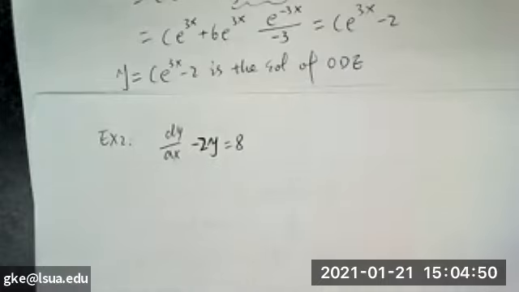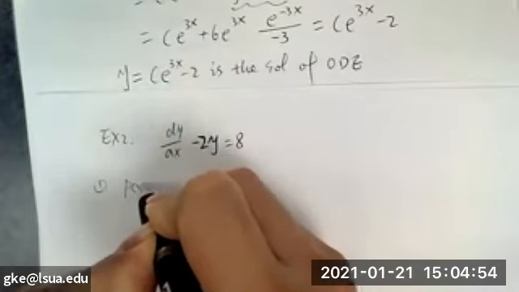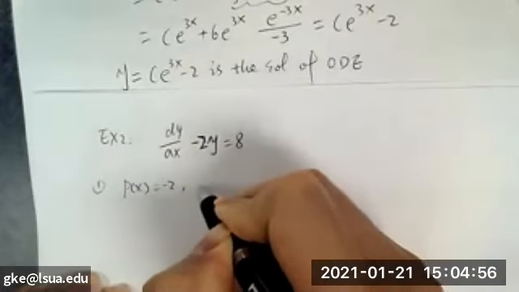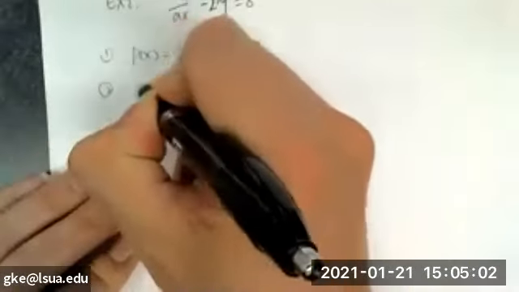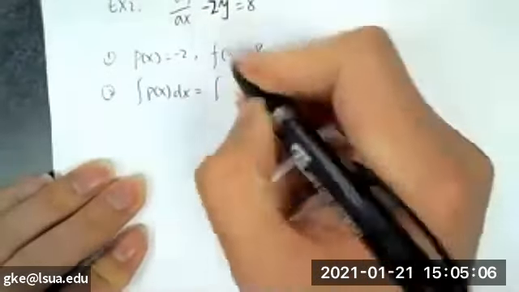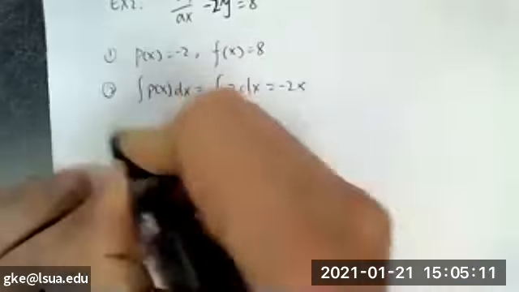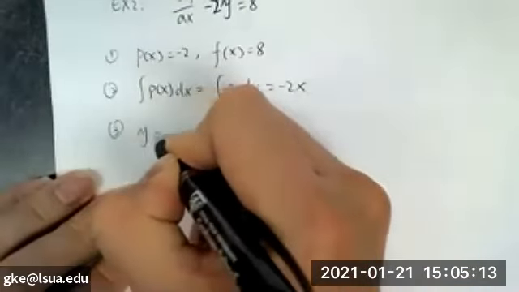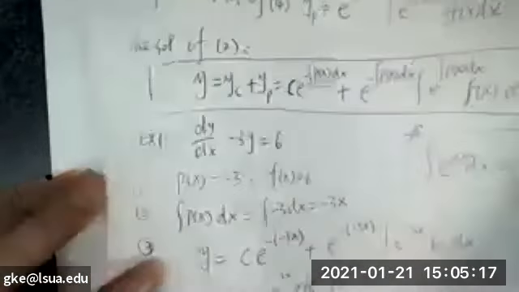Okay, let me do it. So follow the steps. Px equals -2, fx equals 8. Right? And then second step, calculate the integral. Third step, plug in the formula. Right? Plug in the formula.